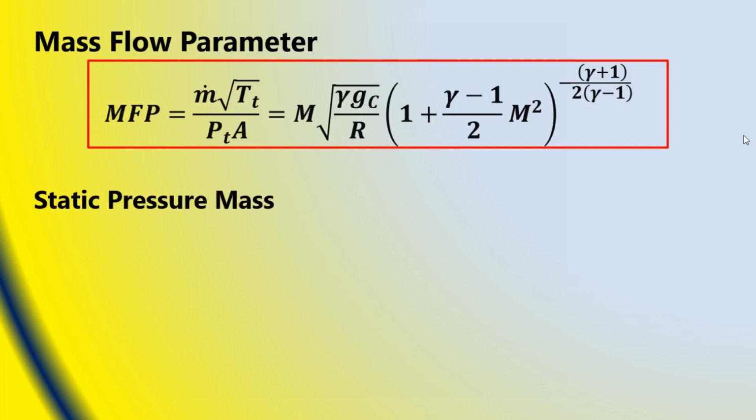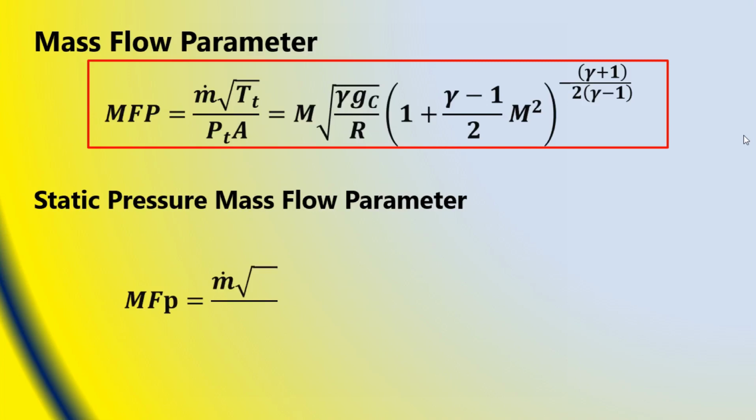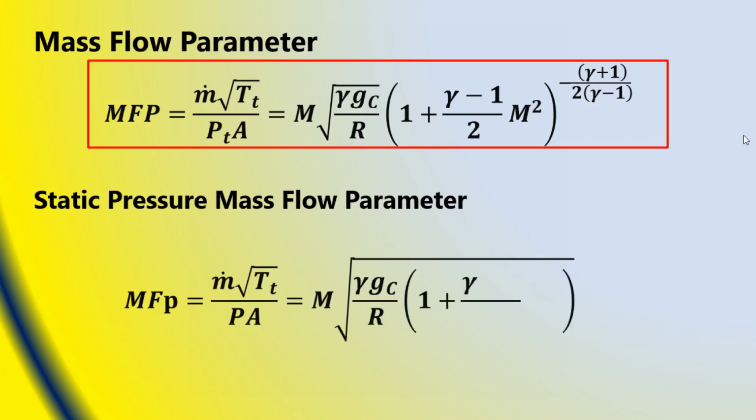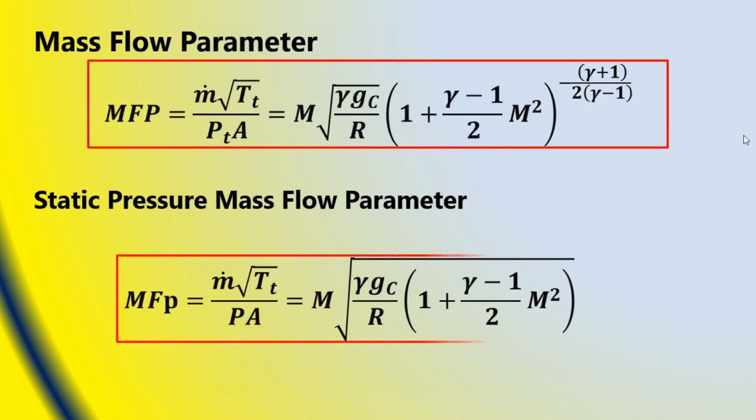4. Static pressure mass flow parameter. The mass flow parameter, based on static pressure, denoted as SPMFP, is derived by combining equations for total and static pressure. The static pressure mass flow parameter can be expressed in two ways. The first way is the mass flow rate, m dot, multiplied by the square root of the static temperature, T, divided by the product of the static pressure, P, and the flow area, A.